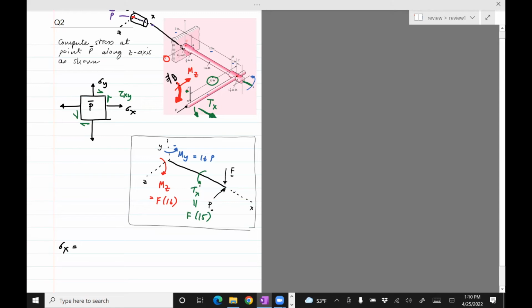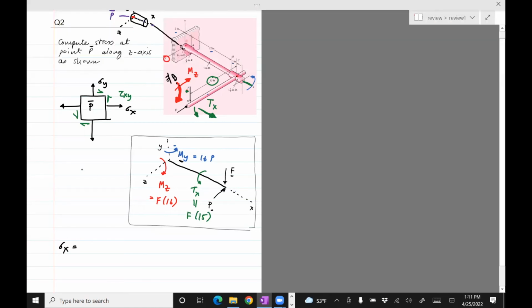What about Tx? Tx is something which causes a torque. It's going to cause a shear stress. It won't cause sigma x. Rule it out. We're left with two moments, My and Mz. Let's talk about My first. What do you think? My will cause a stress at P prime in the sigma x direction.